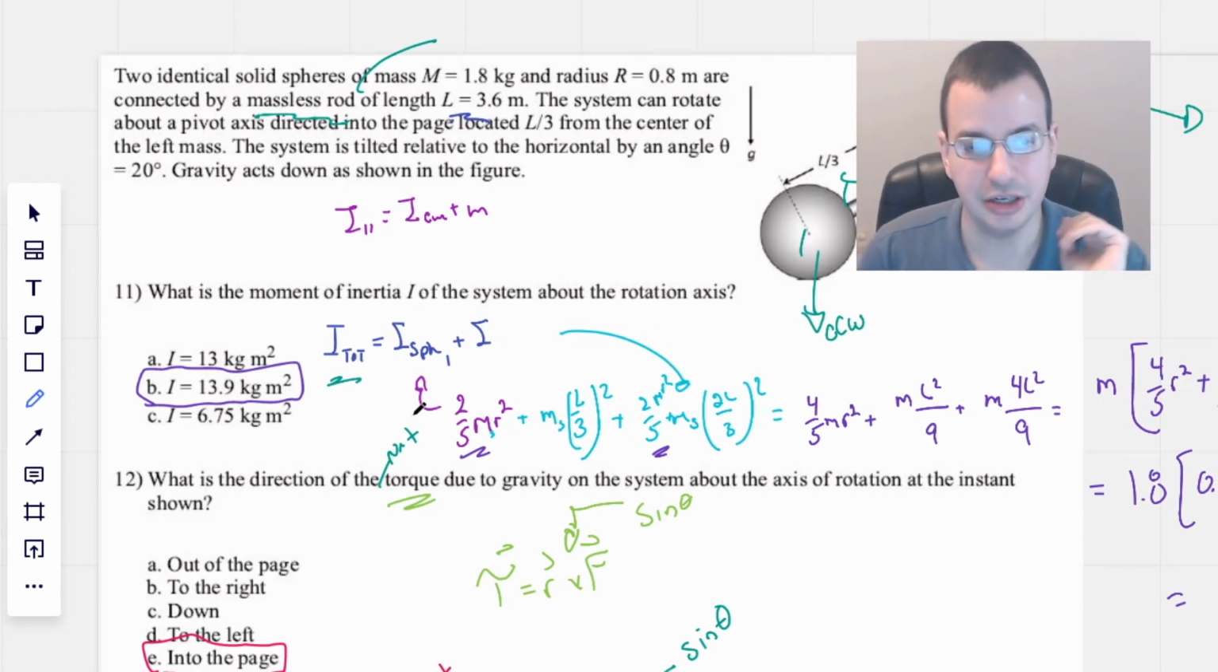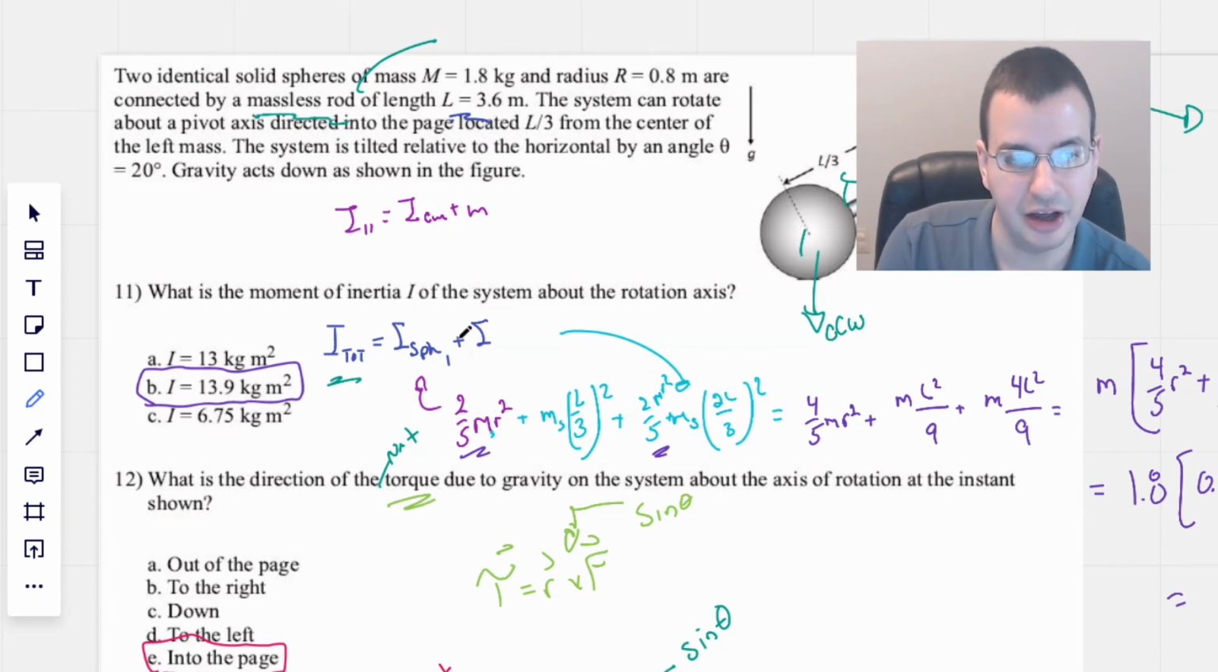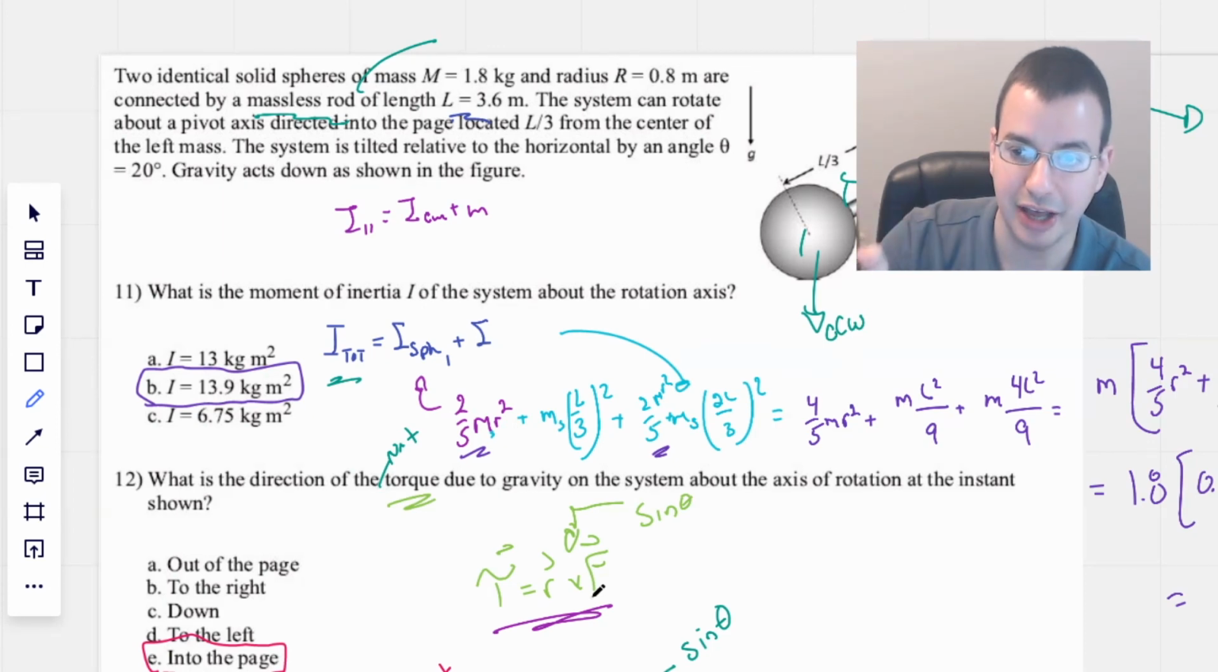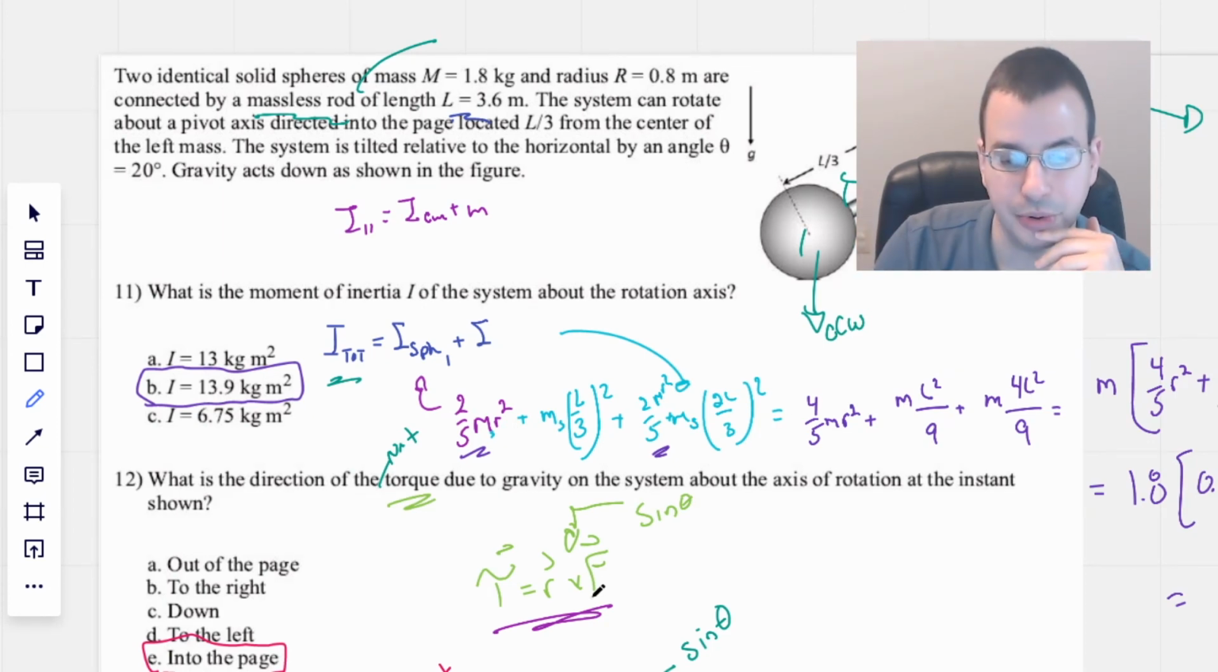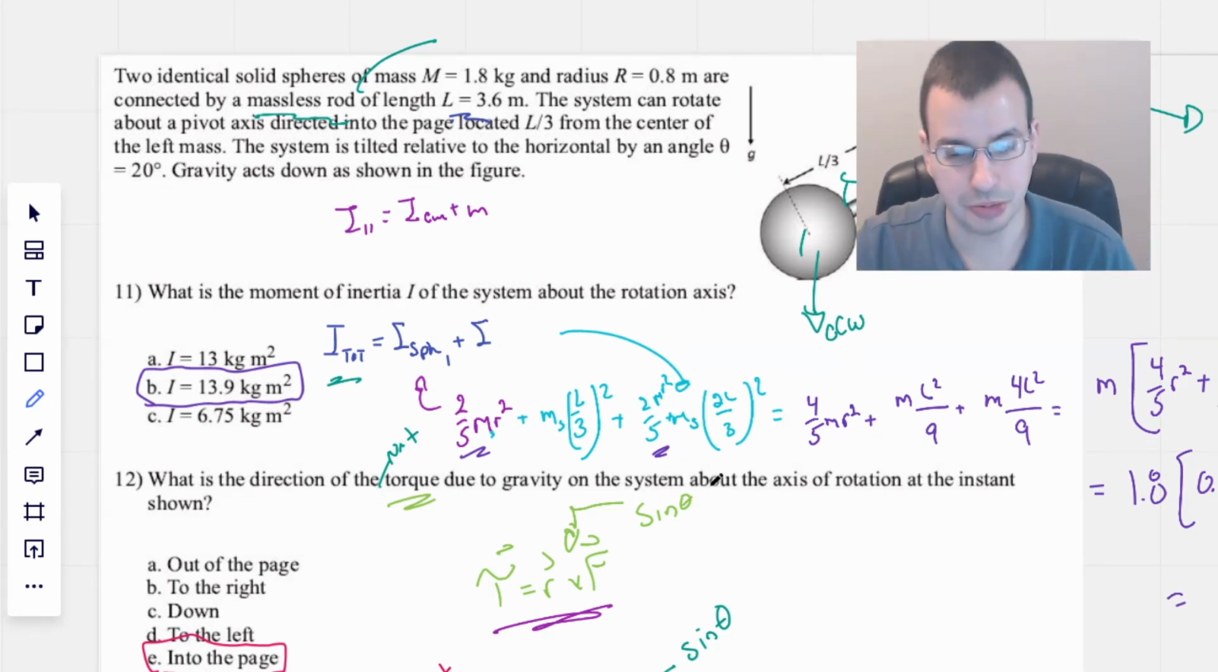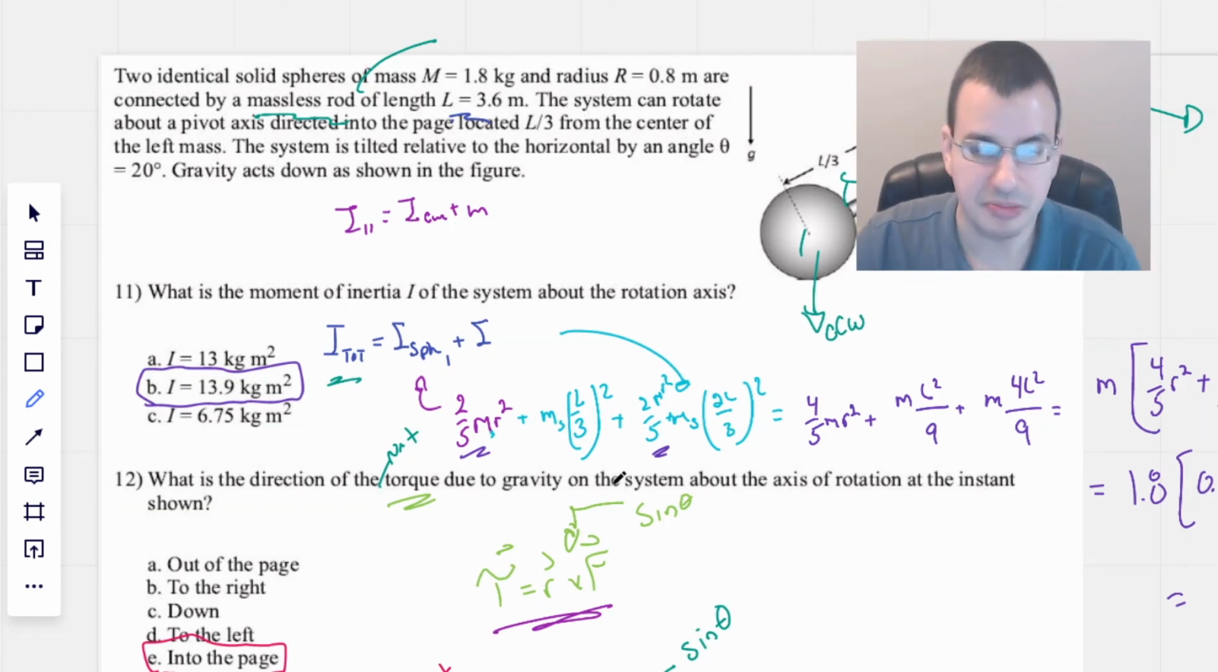Some of the key takeaways here are the idea of moments of inertia: you can just add up moments of inertia. You have your parallel axis theorem, also important. You also need to know that torque equals R cross F. The order of R and F is important. You need to understand what cross products are. And from there, you can basically solve the problem.